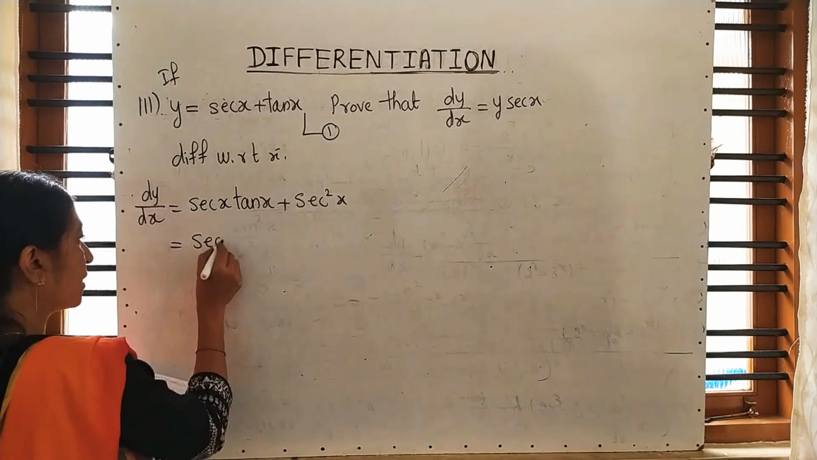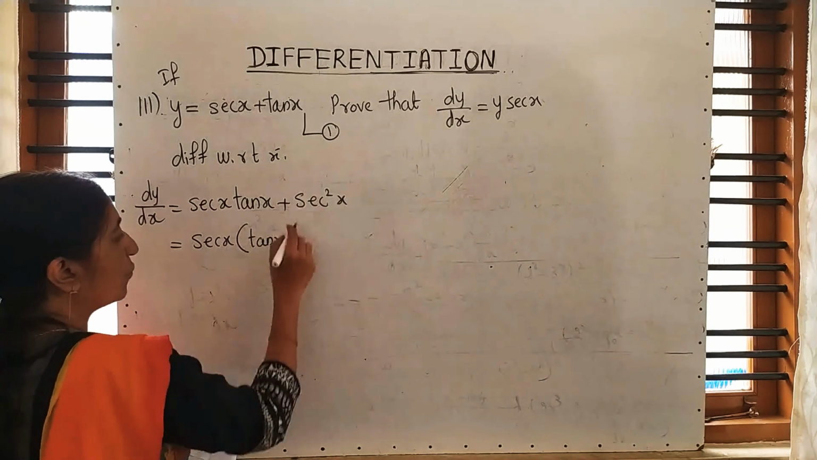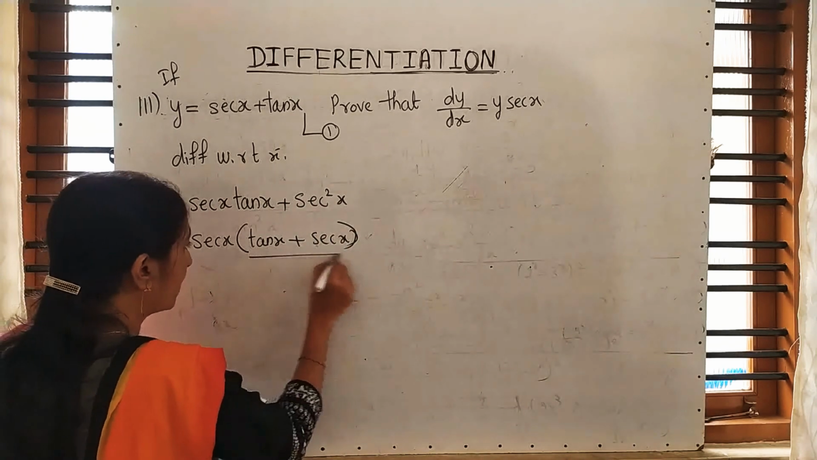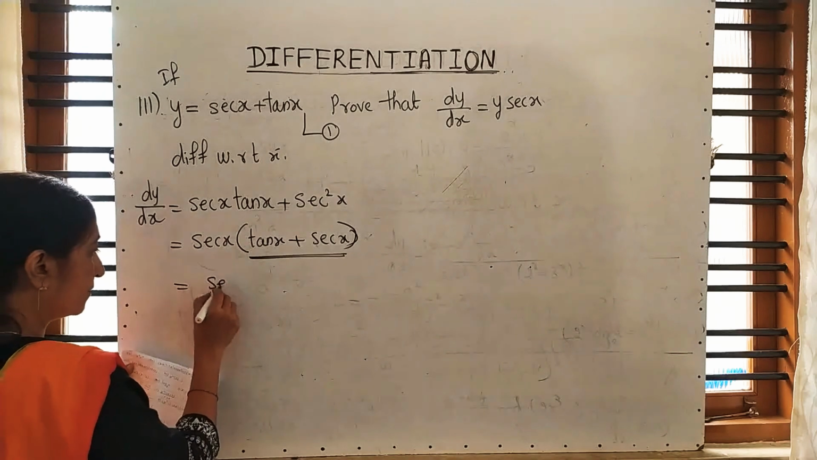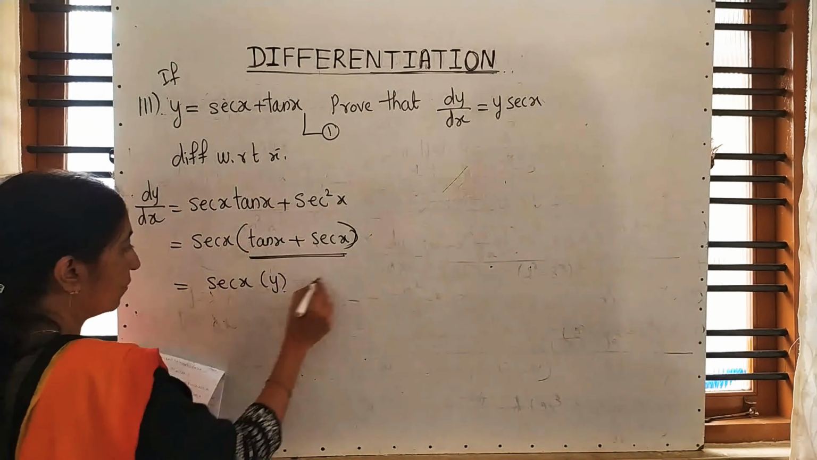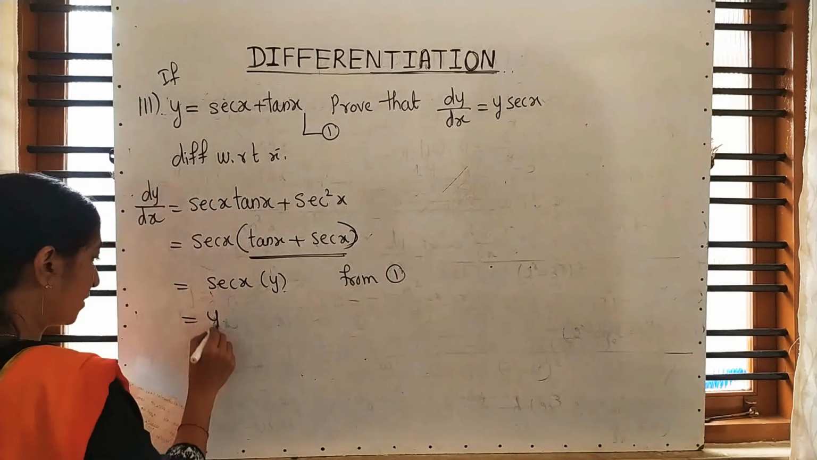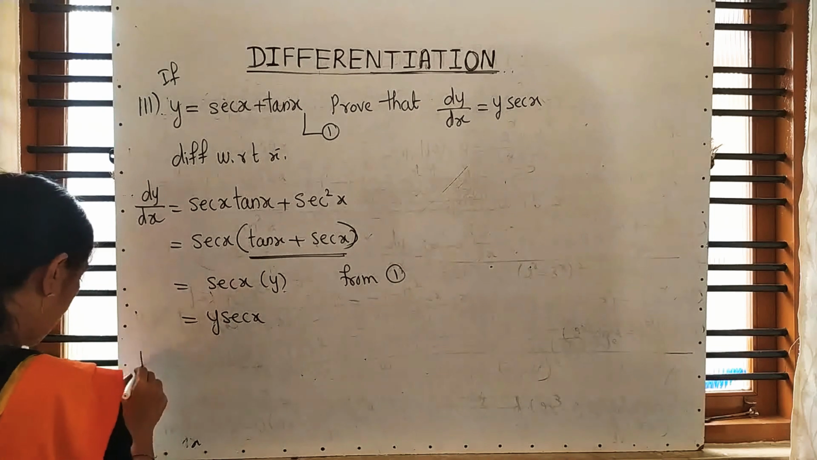Here you can take sec x common in the bracket, tan x. Out of 2 we took one term common. And observe this bracket. This bracket is nothing but y, or what? That is, we are writing from equation 1. And just rearrange. It is y into secant x. That is the required answer. Next question.